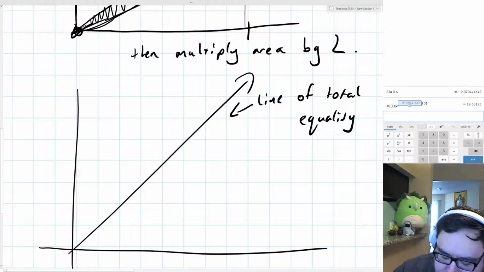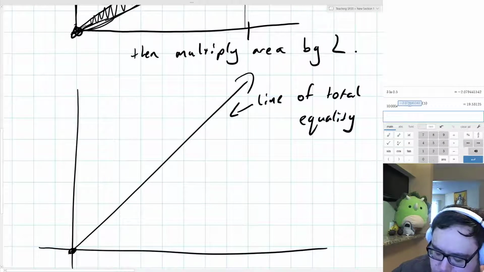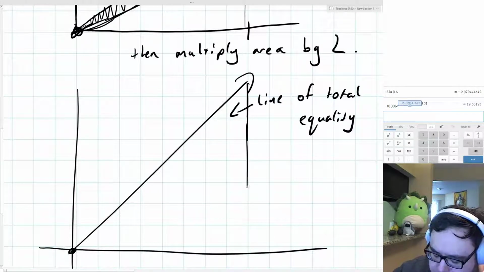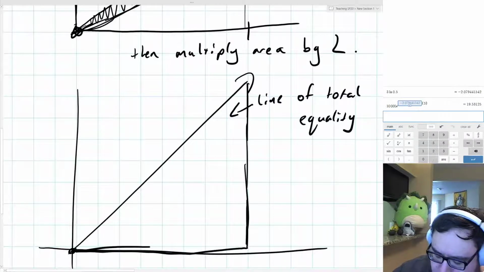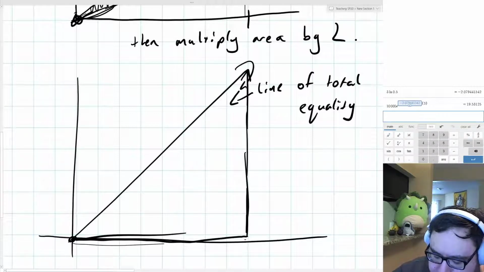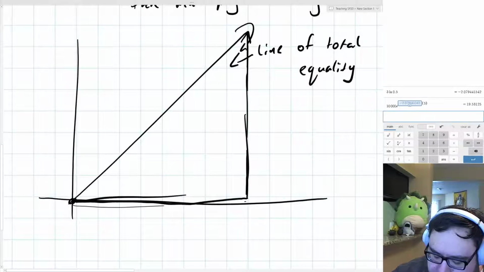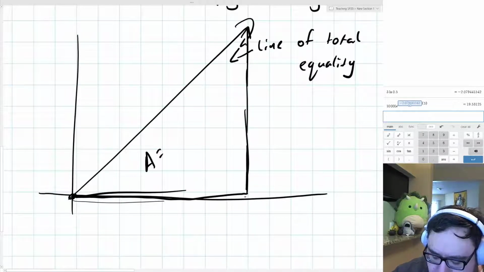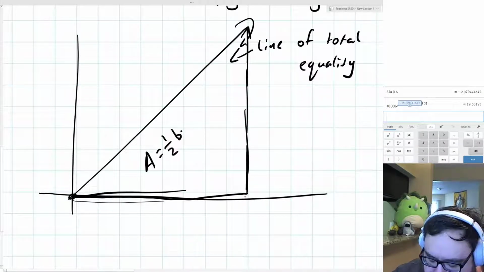But if you had some society where, say, 99 people had no money at all and one person had all of the money, then your curve would look like this. There would be no area underneath that curve. It would be flat horizontal and then flat vertical at the very end. The area here would be 1/2 of the base times the height. It's just a triangle, right? So that's 1/2 of 1 times 1, which is 1/2.